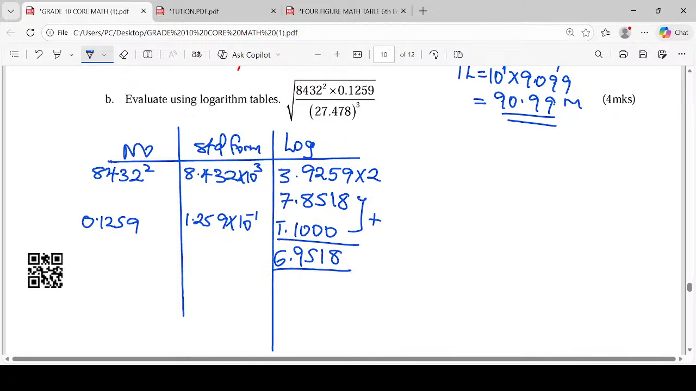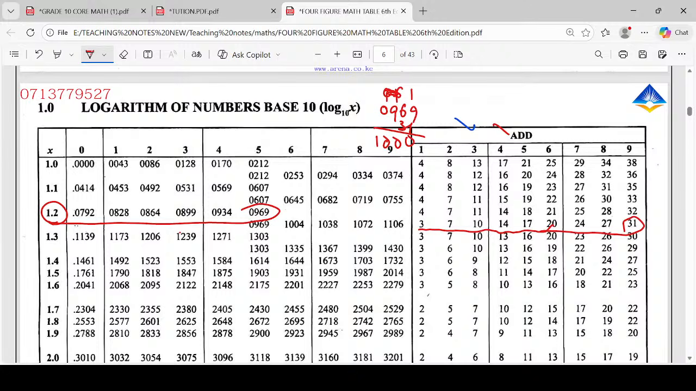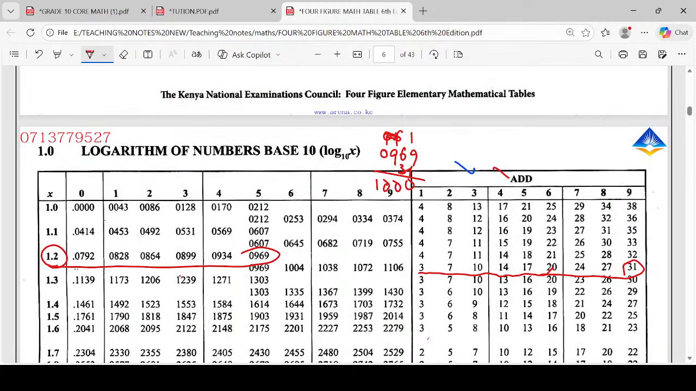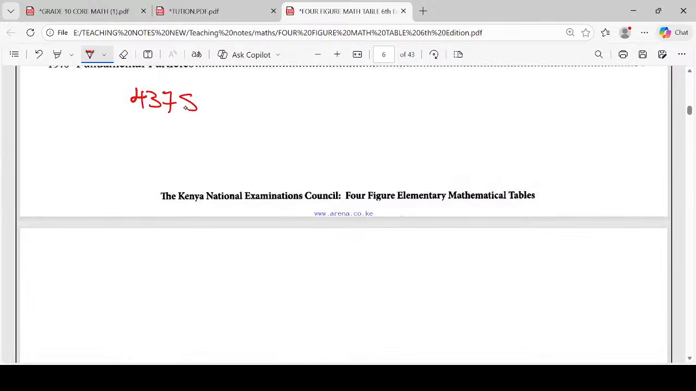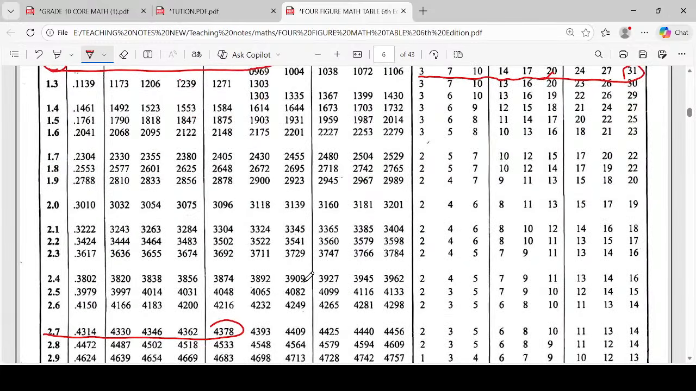I pick the denominator. The number here is 27.478 cubed. So in standard form, this will be 2.748 times 10 power 1. So this will be by 2.7 then 4. We are going 2.7 is here, then 4 is here. 43.78. Let me note it somewhere here. 43.78. Then after that 4 we have 8, meaning we are going to proceed along the same row to 8.